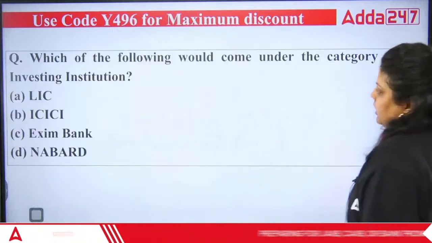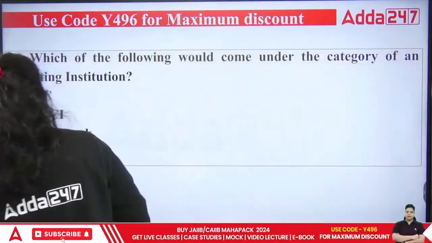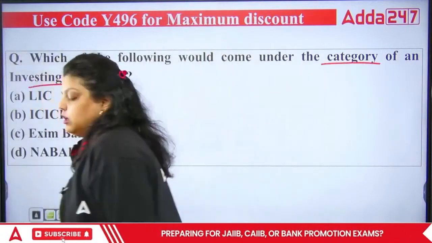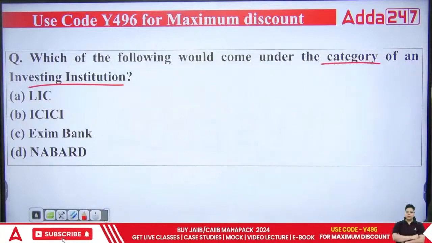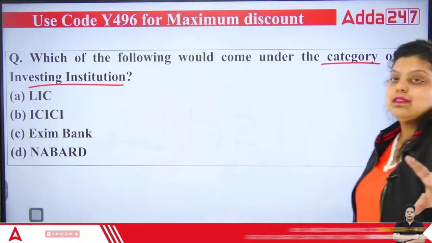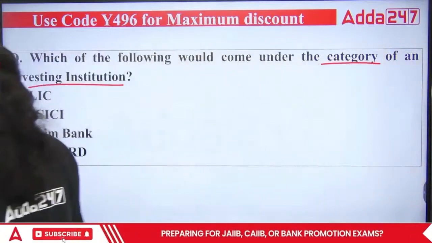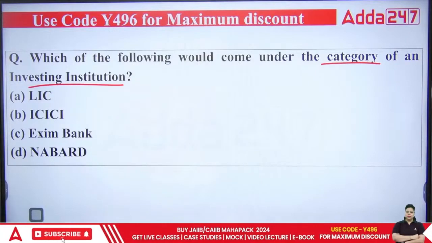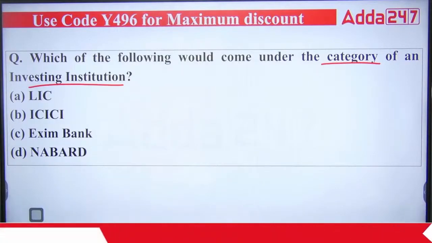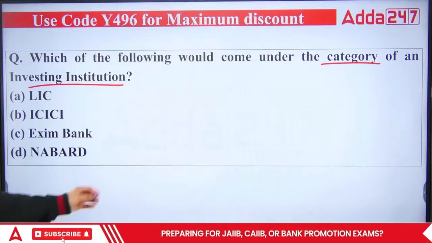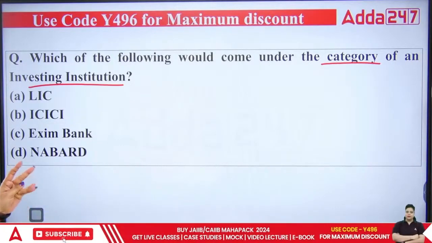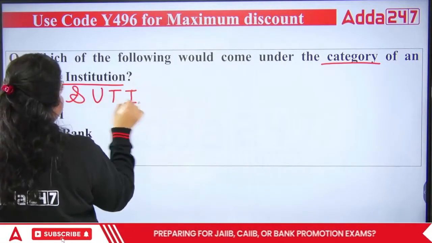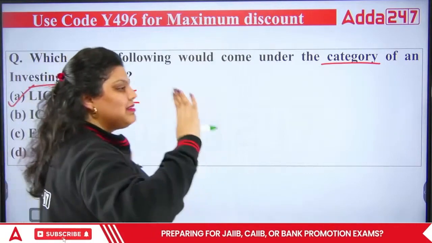Next question. Which of the following would come under the category of an investing institution? So you have to answer, out of these four, which of the following is a part of your investing institution? LIC, ICICI, Exim Bank or NABARD? Which of the following is the investing institution? A, B, C or D? Okay. So the right answer is LIC and UTI, Unit Trust of India. They both are counted as an investing institution.